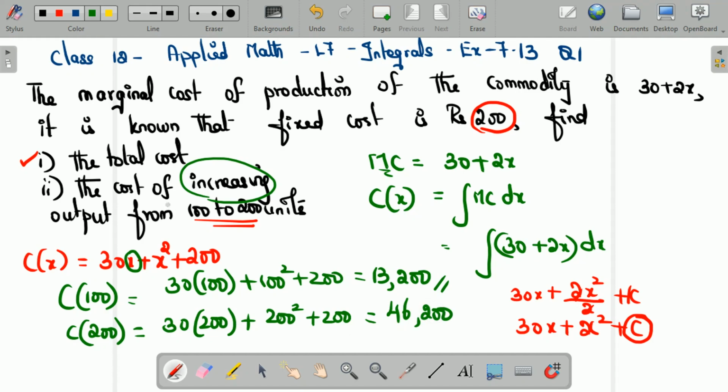The question is not just the cost. They're asking what is the cost of increasing. So subtract from 46,200, 13,200. So this will all be 0. 6 minus 3 is 3. 4 minus 1 is 3. So the increasing cost here is going to be equal to rupees 33,000.